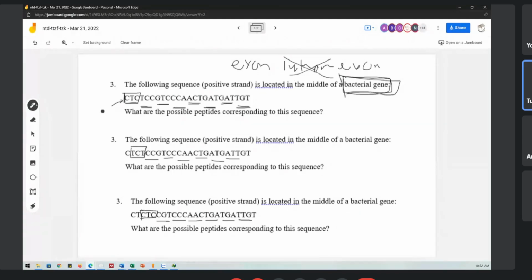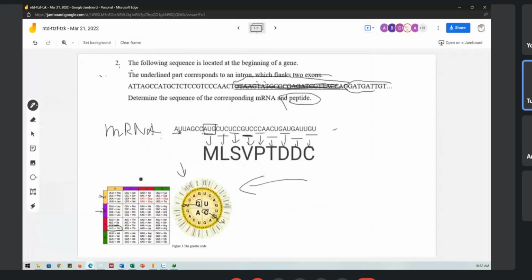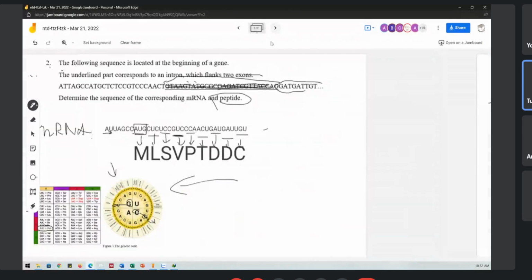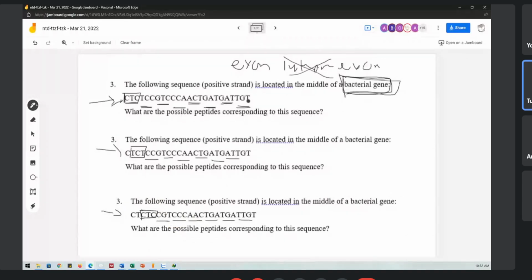Okay, and because here we don't have information about the frame, there are three possibilities, and you again use the table to know which amino acid you have. Okay, understood?